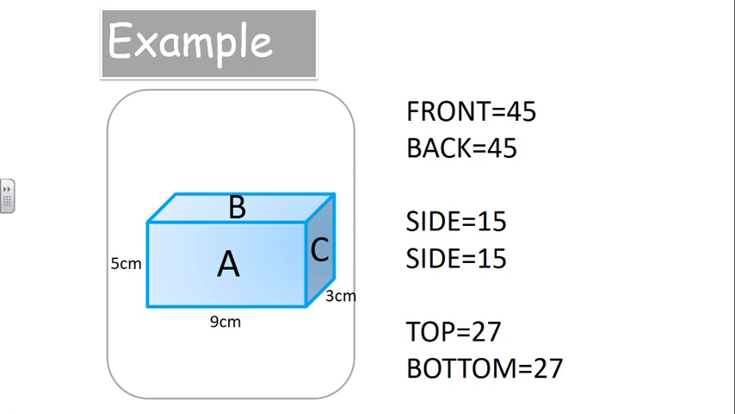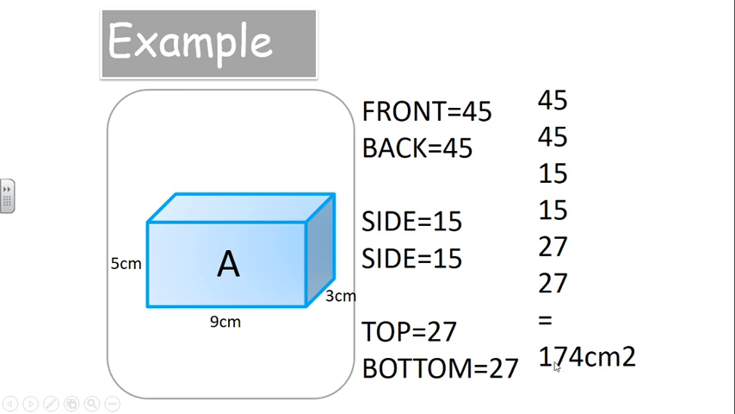Now I would suggest doing that in a column. It's a column addition. Or if you want to, you can do it in your head. So 45 add 45 is 90. 15 add 15 is 30. So 90 add 30 is 120. Then you add on the 2 27s, which will give you 174.